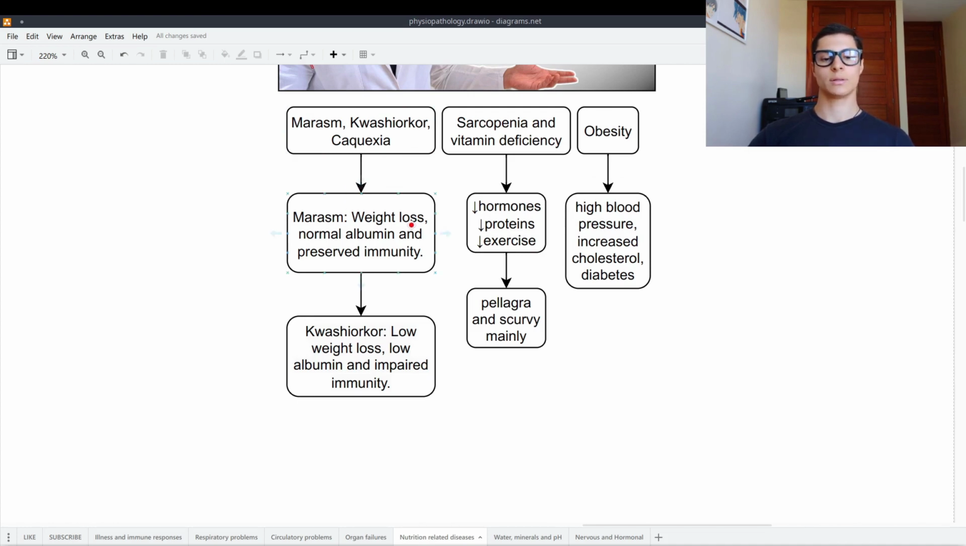Marasmus is weight loss with normal albumin and preserved immunity. Kwashiorkor is a low weight loss with low albumin and impaired immunity. Sarcopenia and vitamin deficiency: lower hormones, lower proteins, lower exercise, and age will create sarcopenia, which is a muscle loss. And the vitamin deficiencies are pellagra and scurvy mainly, so vitamin B3, niacin, and vitamin C. Obesity, high blood pressure, 140/90, increased cholesterol over 200, and diabetes, 126, 200 after meals.